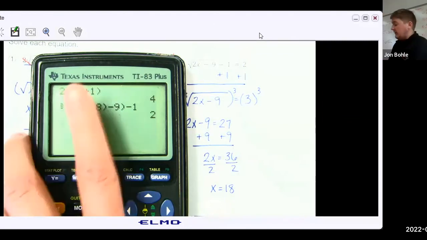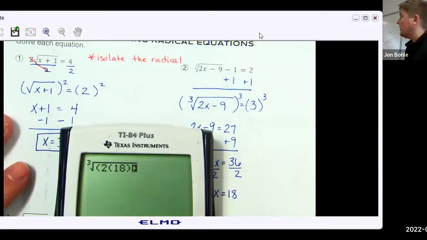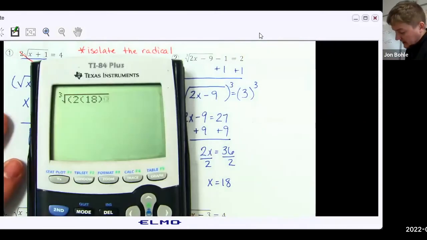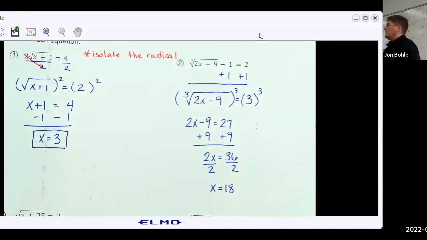So if you have the TI-84 or the 84 Plus calculators, once you hit your minus 9, to get out of the root symbol you have to hit the right arrow and it will take you out of it. Okay, so this is my answer.